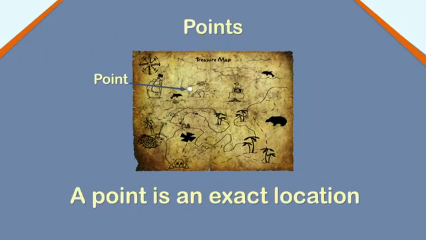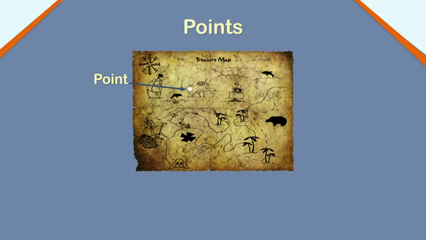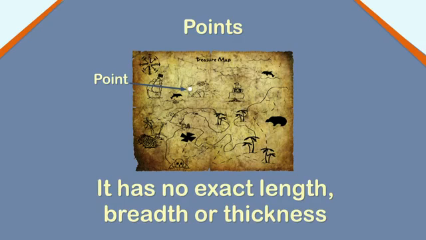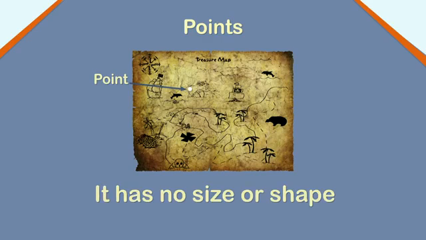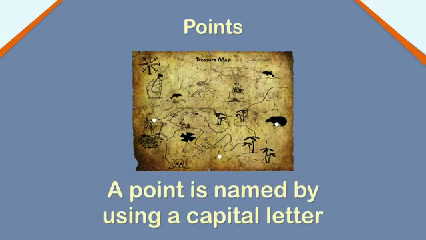A point is an exact location. In geometry, a point is shown as a dot. A point has no exact length, breadth, and thickness. It has no size or shape. It is generally used to locate an exact position. A point is named by using a capital letter. Here, the 3 points are named A, B, and C.